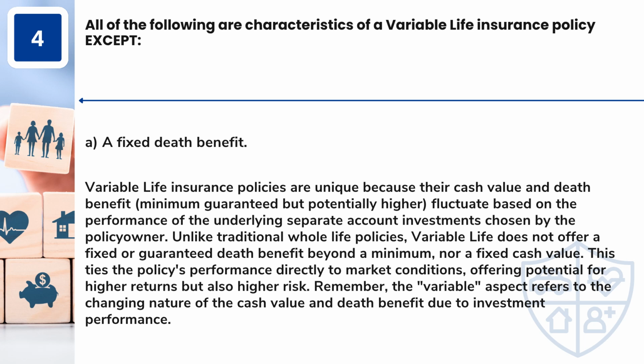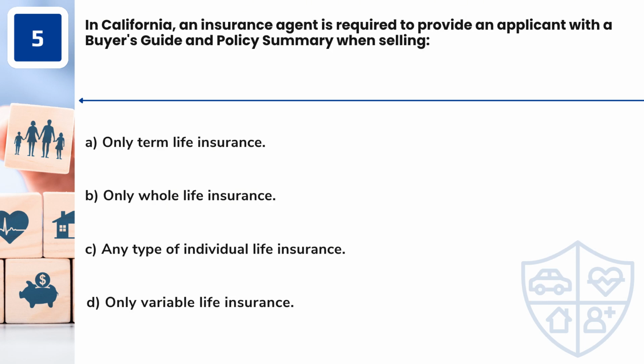Question 5. In California, an insurance agent is required to provide an applicant with a buyer's guide and policy summary when selling. A. Only term life insurance. B. Only whole life insurance. C. Any type of individual life insurance. D. Only variable life insurance.